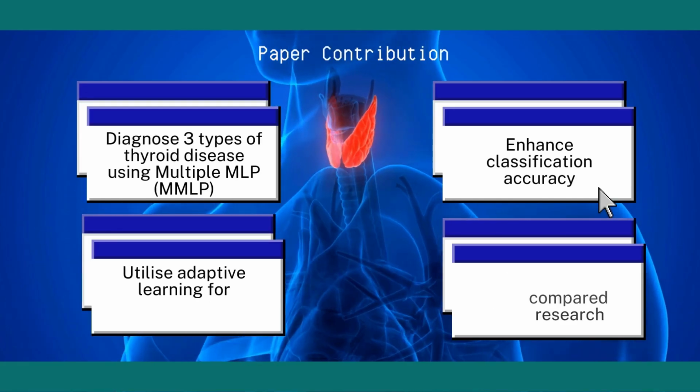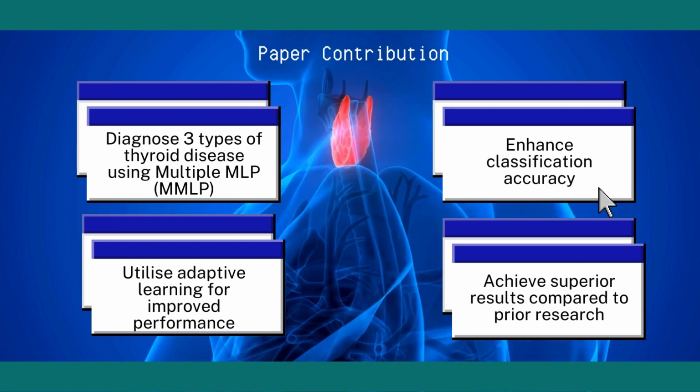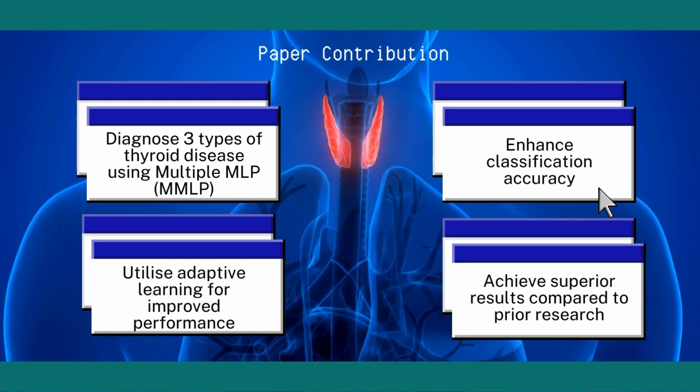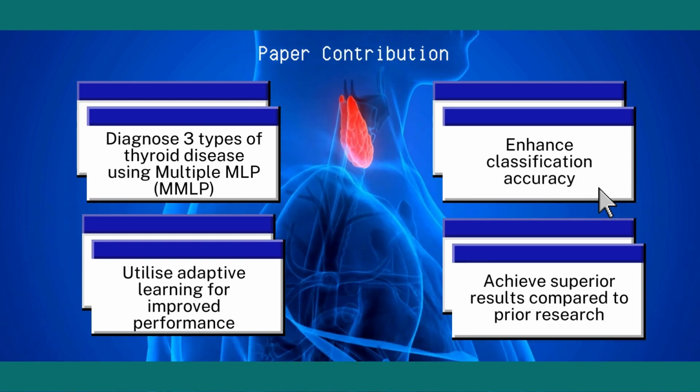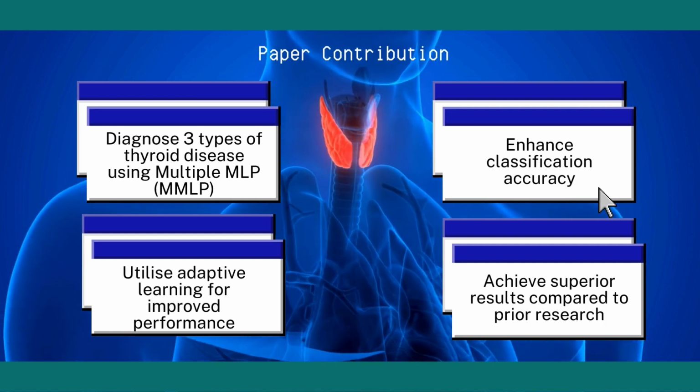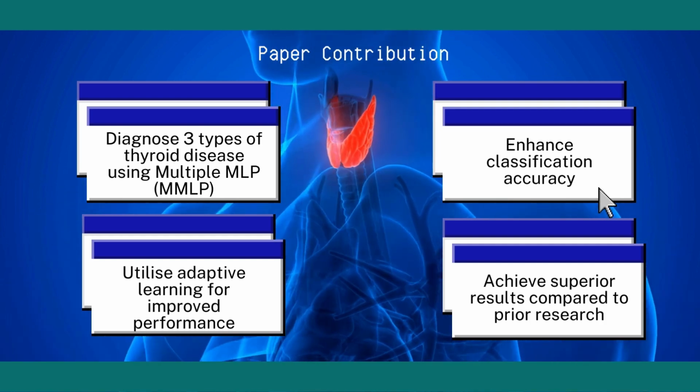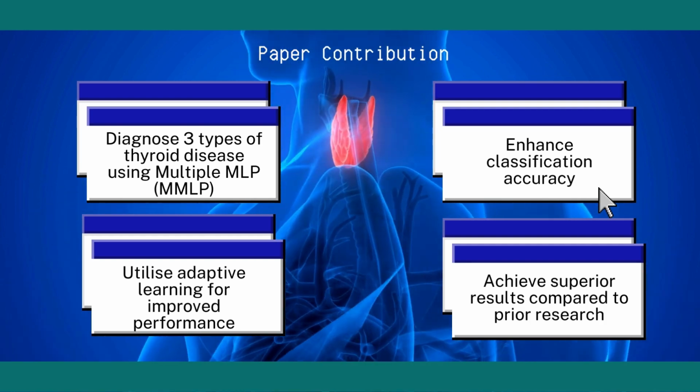This paper includes a summary of the application of the MMLP neural network in categorizing and diagnosing 3 types of thyroid diseases, enhancing classification accuracy, utilizing adaptive learning for improved performance, and achieving superior results compared to prior research.